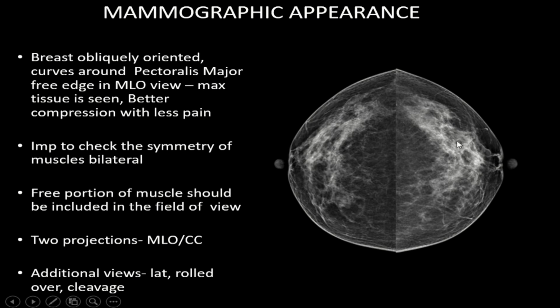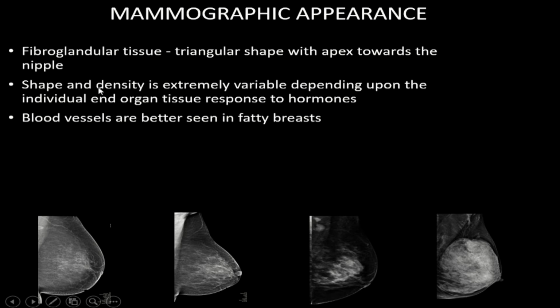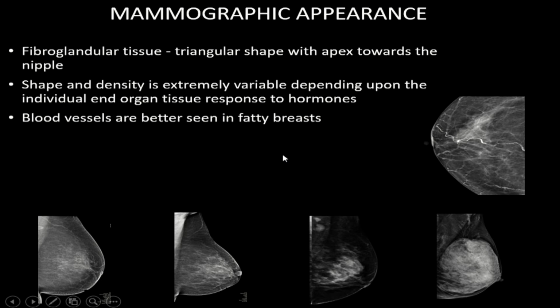So this is the CC view. It should show all of the breast. One very interesting fact about the breast is that it is amazingly symmetric. So when you compare the symmetry and see some asymmetry, that's the pathology the majority of the times, and you evaluate the pathology accordingly. This is how the CC view should look. The fibroglandular tissue is triangular in shape with the apex directed towards the nipple, and the shape and density is extremely variable depending upon the individual, and the blood vessels are better seen in the fatty breast. So these are the 4 breast types which we report in our routine mammograms: fatty, fibrofatty, heterogeneously dense, and very dense, like extremely dense breast, type D breast.